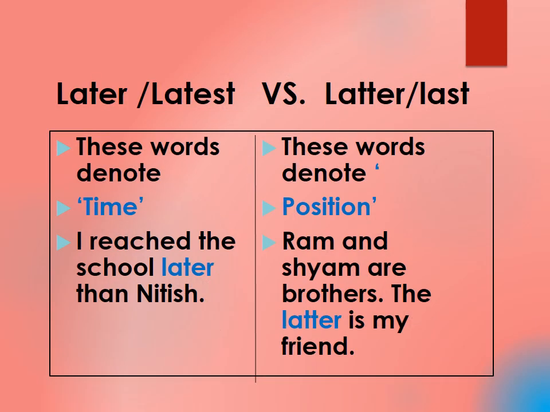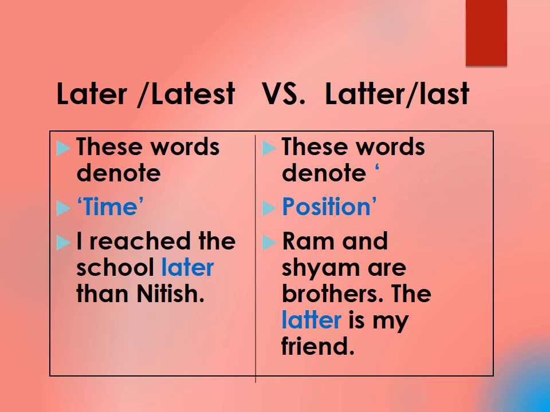We have later, latest, latter, last. So later and latest, these words denote time. They talk about time. Whereas latter and last, they talk about position. "I reached the school later than Nitish." देर से पहुंचा. He is talking about time.